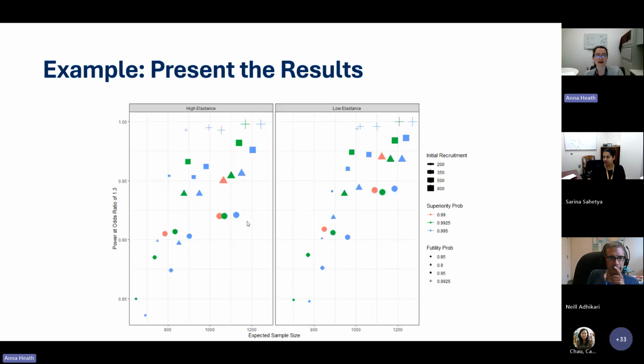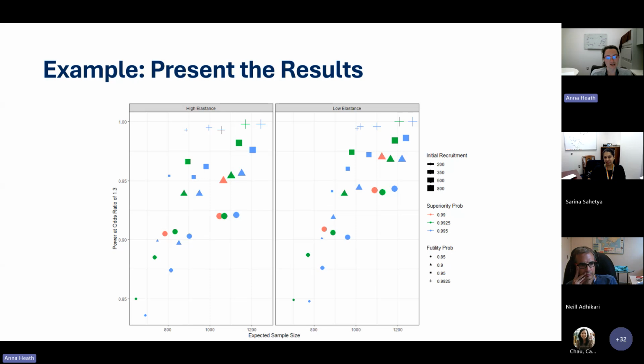I haven't actually run the simulation in my example, but believe me, we ran the simulation and it took a long time, but we managed to get these results. What you can see here, and this is a bit of a messy graph, so I'll take a bit of time to talk you through it. This is the power of the trial.